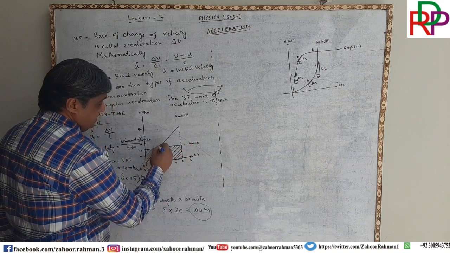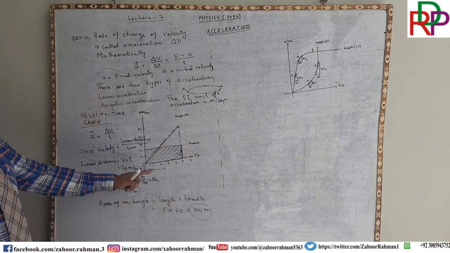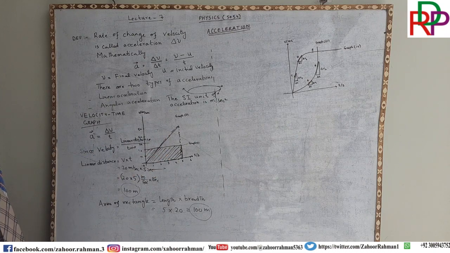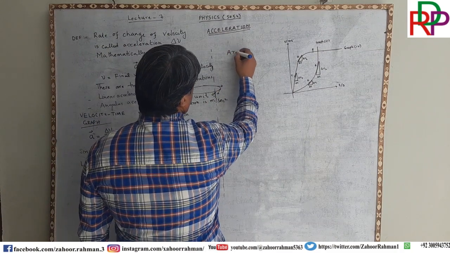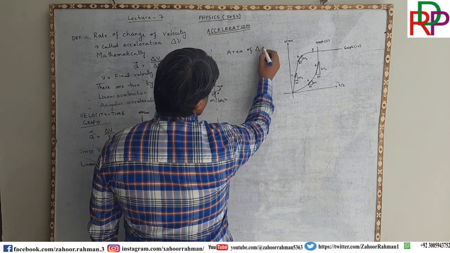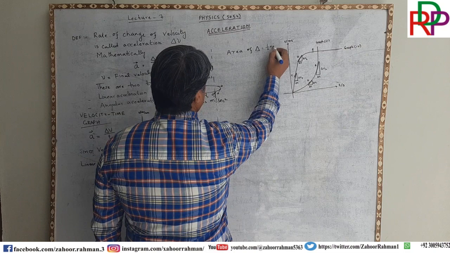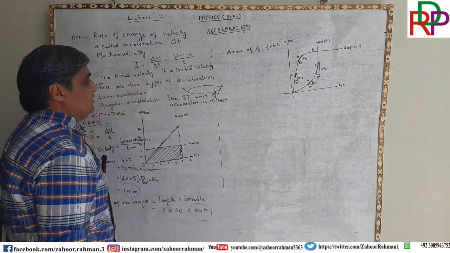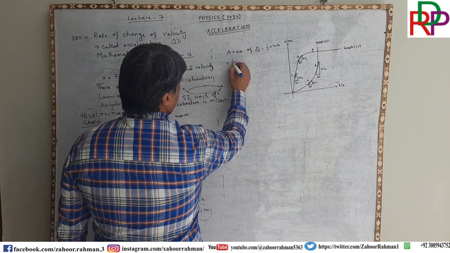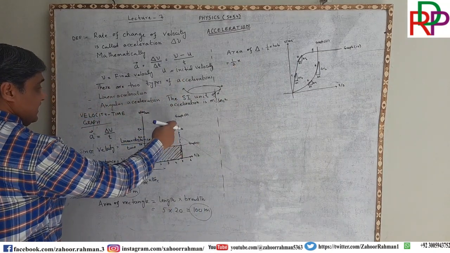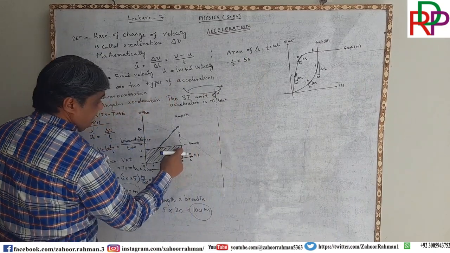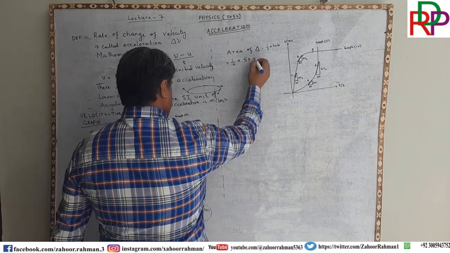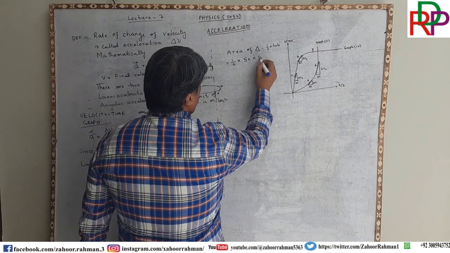how much distance this object has covered. Now, you can see that this is a triangle. The area of a triangle is equal to 1 over 2 into height into breadth. So we are writing 1 over 2 into the height, which is 50. You can see from the graph that the height of this triangle is 50 and the breadth of this is 5.